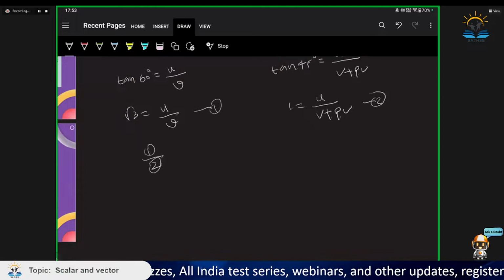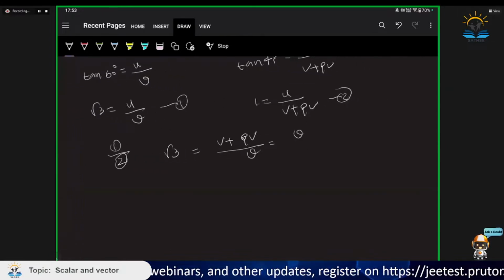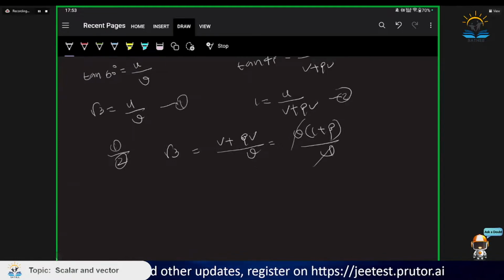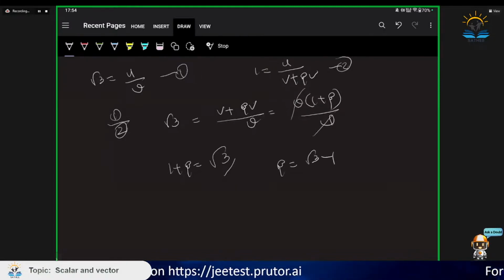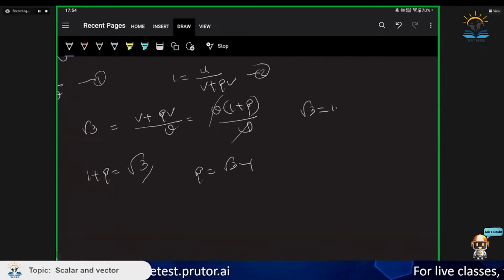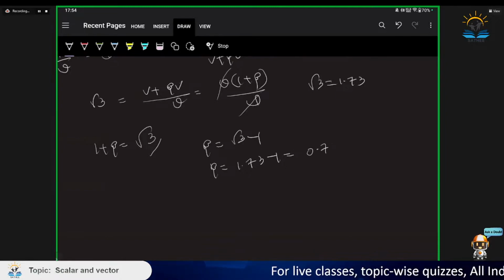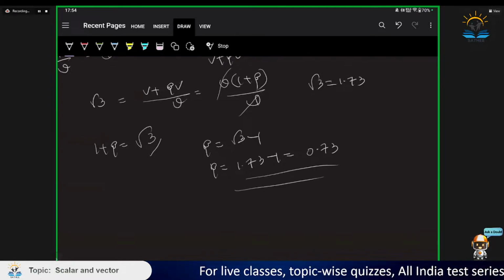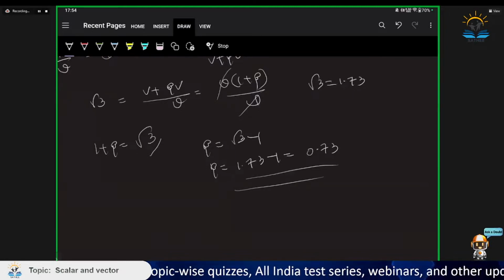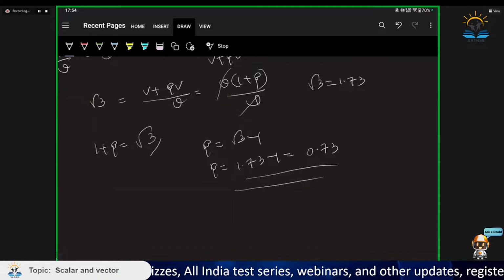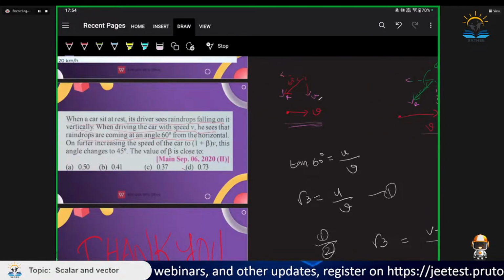Equation 1 divided by equation 2: root 3 will be equal to V plus beta V divided by V, or V into 1 plus beta by V. Cancel, or 1 plus beta equals root 3, or beta equals root 3 minus 1. We know that root 3 is approximately 1.73. So beta will be 1.73 minus 1, that is 0.73. So our option D, 0.73, will be the correct option. Okay.